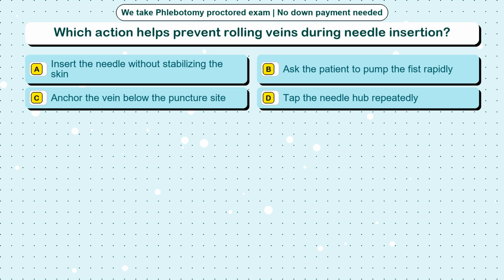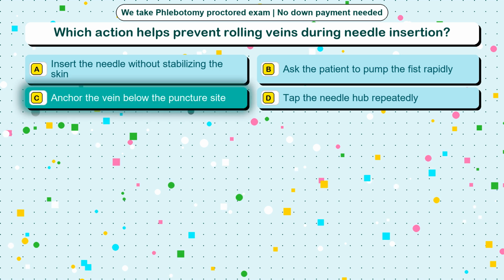Question 49. Which action helps prevent rolling veins during needle insertion? Option A, insert the needle without stabilizing the skin. Option B, ask the patient to pump the fist rapidly. Option C, anchor the vein below the puncture site. Option D, tap the needle hub repeatedly.